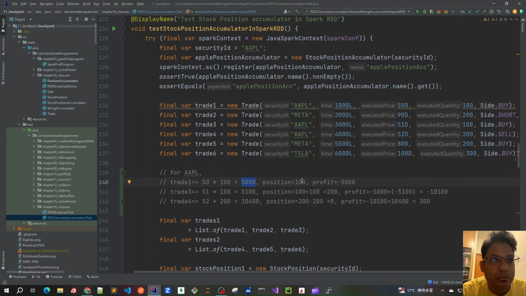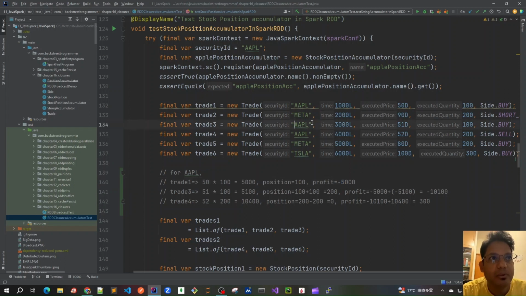And the position is how many stocks I have right now once this trade happens. Because this is a buy, the position would be 100. If it's a sell, the position will be subtracted. So this is my accumulated position as of trade 1, which is 100, because the quantity is 100, and the profit would be minus 5,000, which is the notional. It's negative because we are taking the cash flow out to buy 100 shares of Apple.